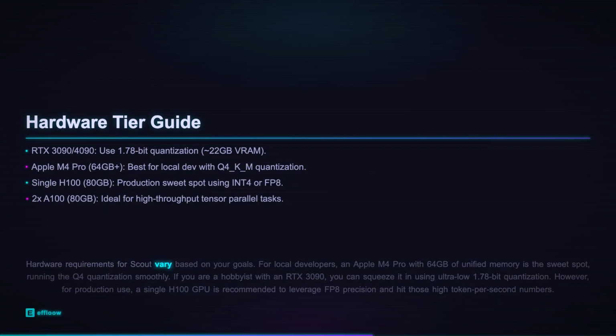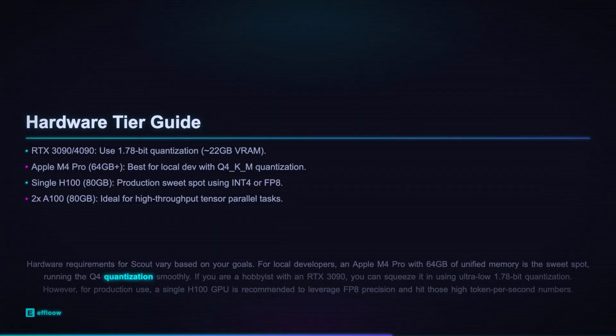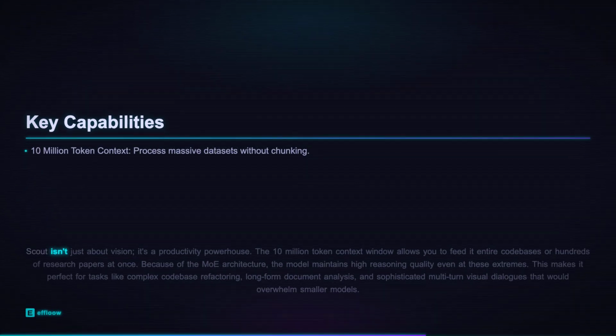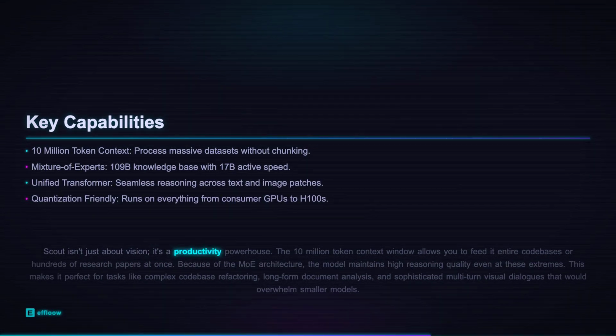Hardware requirements for Scout vary based on your goals. For local developers, an Apple M4 Pro with 64 gigs of unified memory is the sweet spot, running the Q4 quantization smoothly. If you are a hobbyist with an RTX 3090, you can squeeze it in using ultra-low 1.78-bit quantization. However, for production use, a single H100 GPU is recommended to leverage FP8 precision and hit those high token per second numbers.